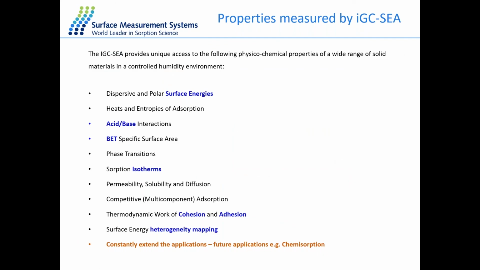So there's a few properties that we can measure using IGC SEA. The most common is surface energy. We can also understand the acid and base interactions, and understand the Ka and Kb. We are also able to obtain sorption isotherms. And with this information, we can calculate the BET specific surface area of your sample. We can also understand other properties such as work of adhesion and cohesion. And because we can inject multiple concentrations, we can obtain what's called a heterogeneity map across the surface of your sample.